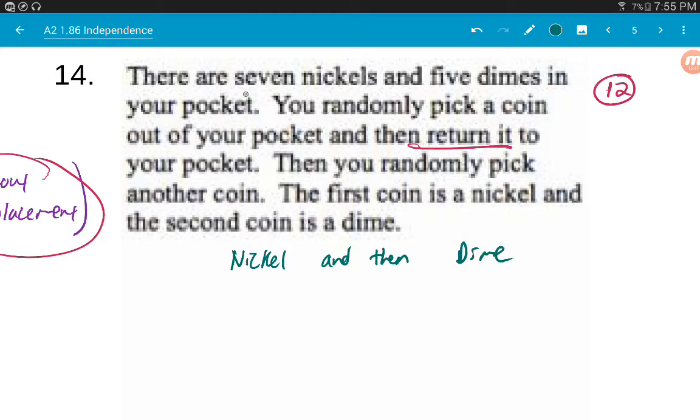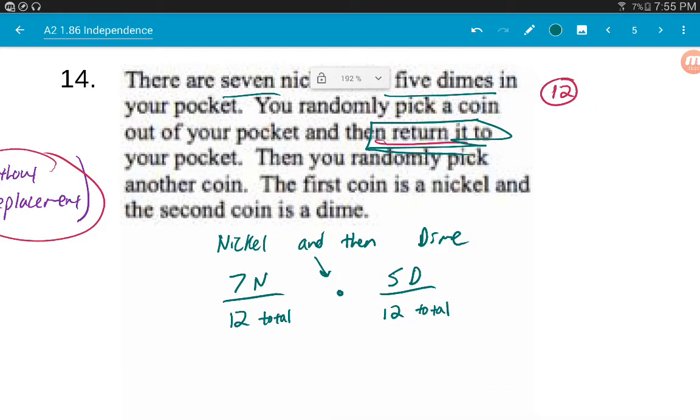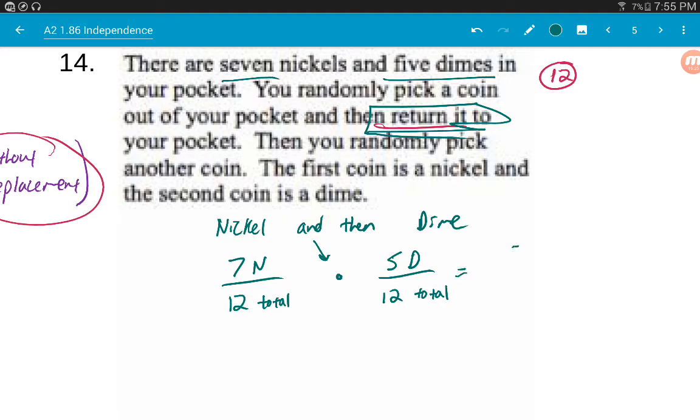So what's the probability of getting a nickel? There's 7 nickels out of 12 total. And then, so the and becomes multiplication, a dime. There are 5 dimes out of still 12 total because I didn't keep it out of my pocket. When I took the nickel out, I then put it right back into my pocket because it says right here that I return it. So it goes right back in my pocket and I still have 12 left in my pocket when I go in to grab the second coin. Now I can multiply these. This becomes 35 over 144.